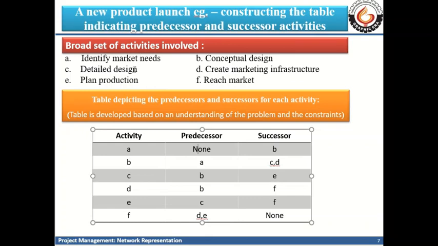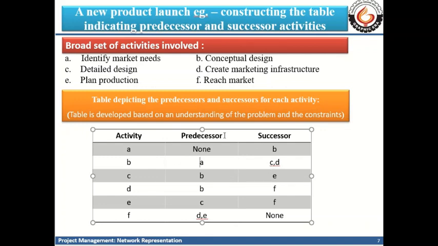And after identification of need, the conceptual design step has to happen. So activity B follows activity A, so it is its successor. It is listed as its successor in this particular column. Now once we have done the conceptual design, its predecessor, activity A, was done before it, so it is listed here. After conceptual design, we can go ahead with creating a detailed design, that is activity C, and parallelly we can also initiate creating marketing infrastructure. So C and D can happen in parallel, and they are the successors of activity B.